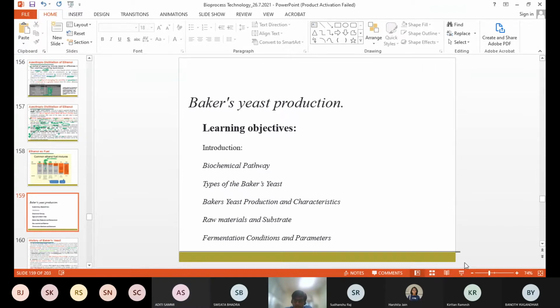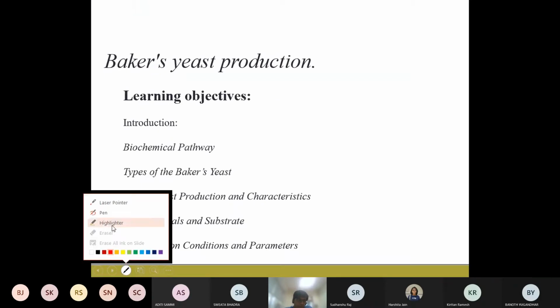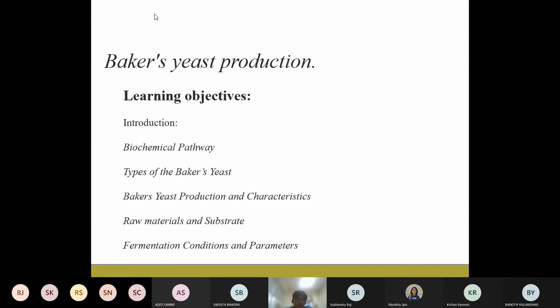So let us start our class today. And before starting our class, we will be heading to a new topic of bioprocess, where we will be talking about the Baker's yeast.